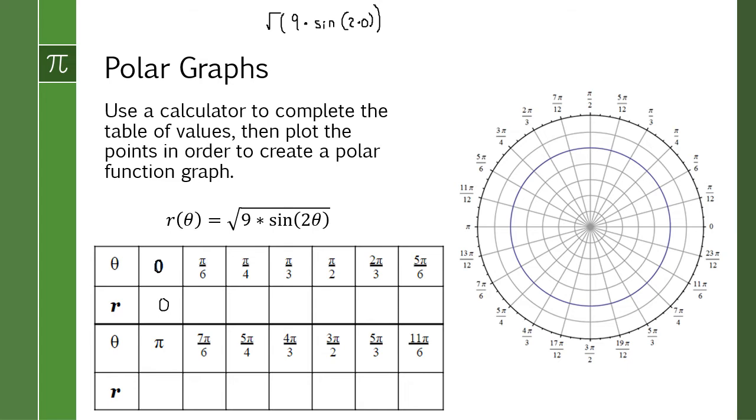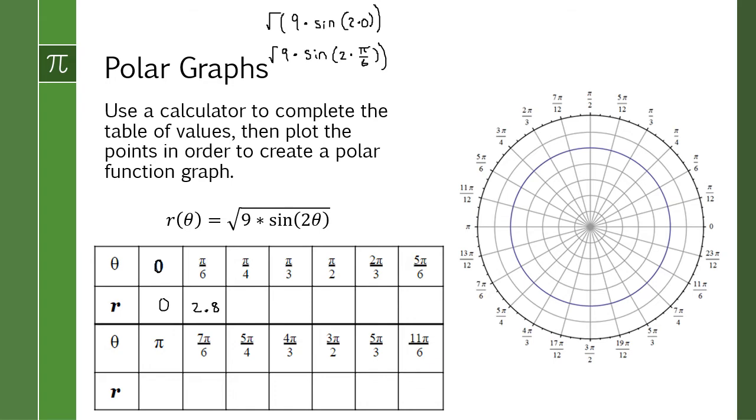The next angle that I'm up for here is pi over 6. So I'm going to evaluate the radius by plugging in pi over 6. It'll be 9 times the sine of 2 theta becomes 2 times pi over 6, all under the square root sign. So typing that into the calculator, 9 times the sine of 2 times pi divided by 6, and I end up with about 2.79. We'll round that up to 2.8 because it's difficult to graph more than one decimal accurately.